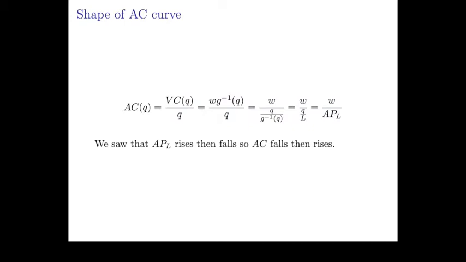Again, what we saw is average product is going to rise and then fall. So what that means is that average cost is going to fall, then rise. As this goes up, this goes down. On the other hand, if this goes down, this goes up.